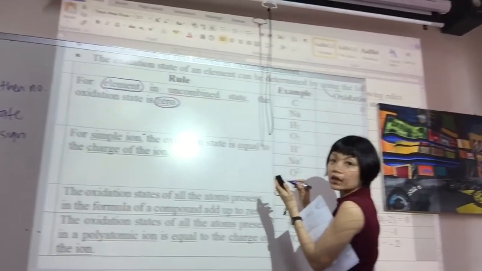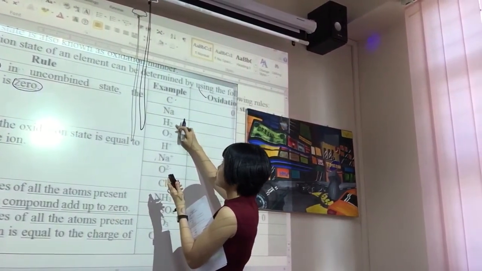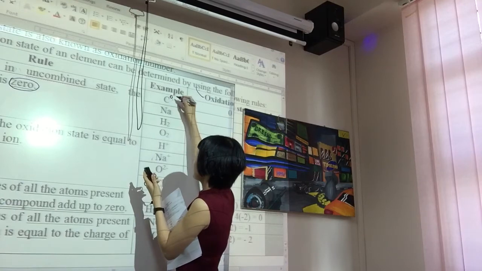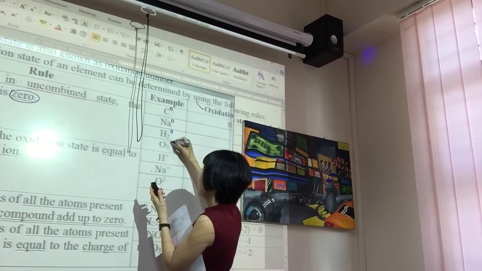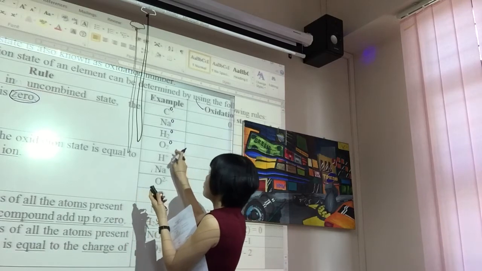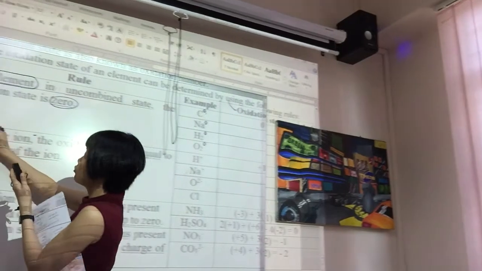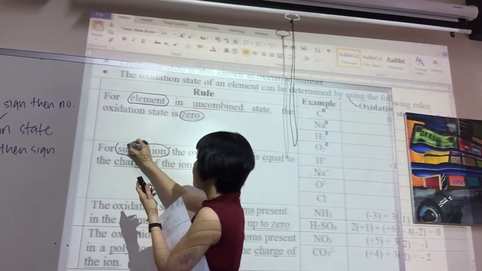If you look over here, all these are elements. Please take note, all these are diatomic molecules, they are also elements. So if I use a different color, you can just put a 0 like a power. Neutral, because they are elements, that's what you learn under atoms and molecules.